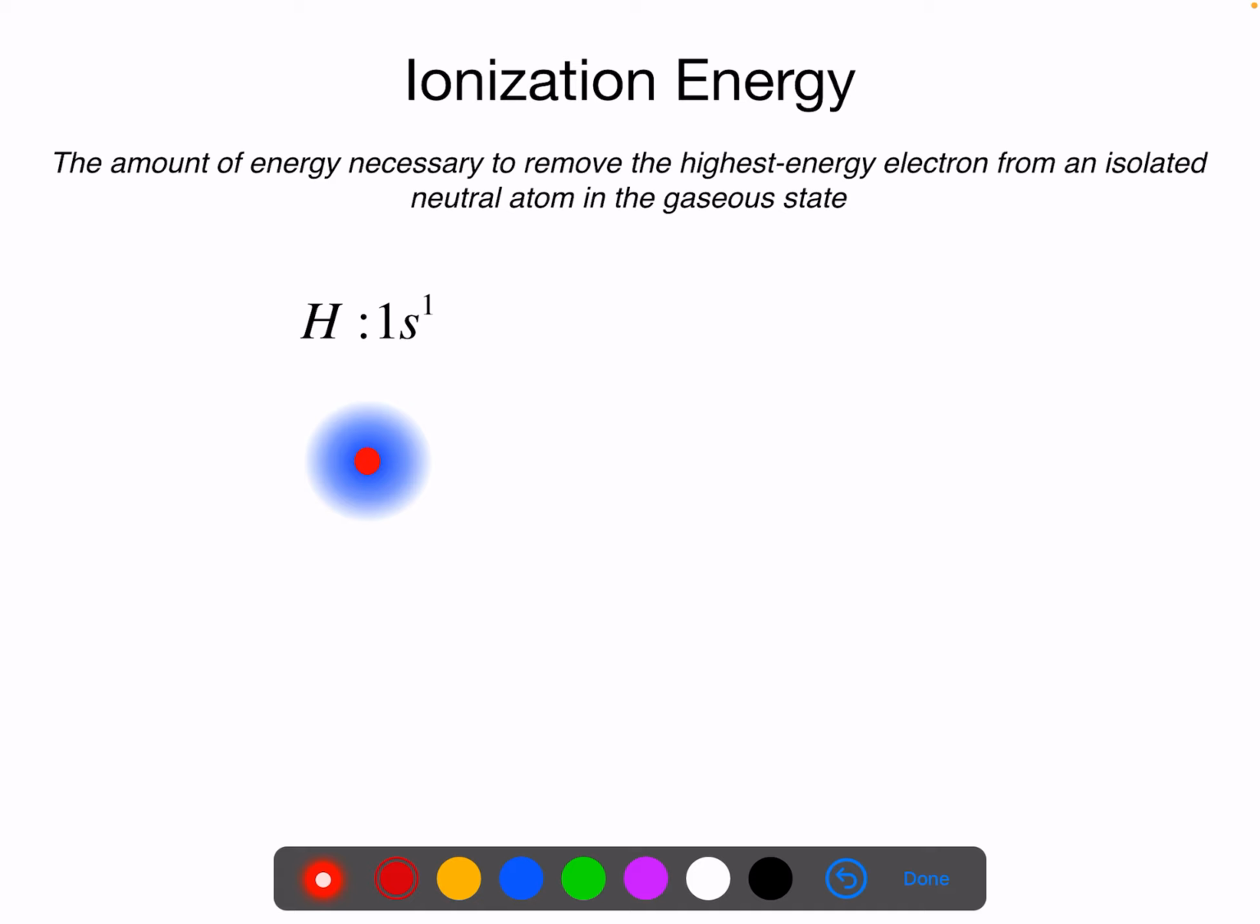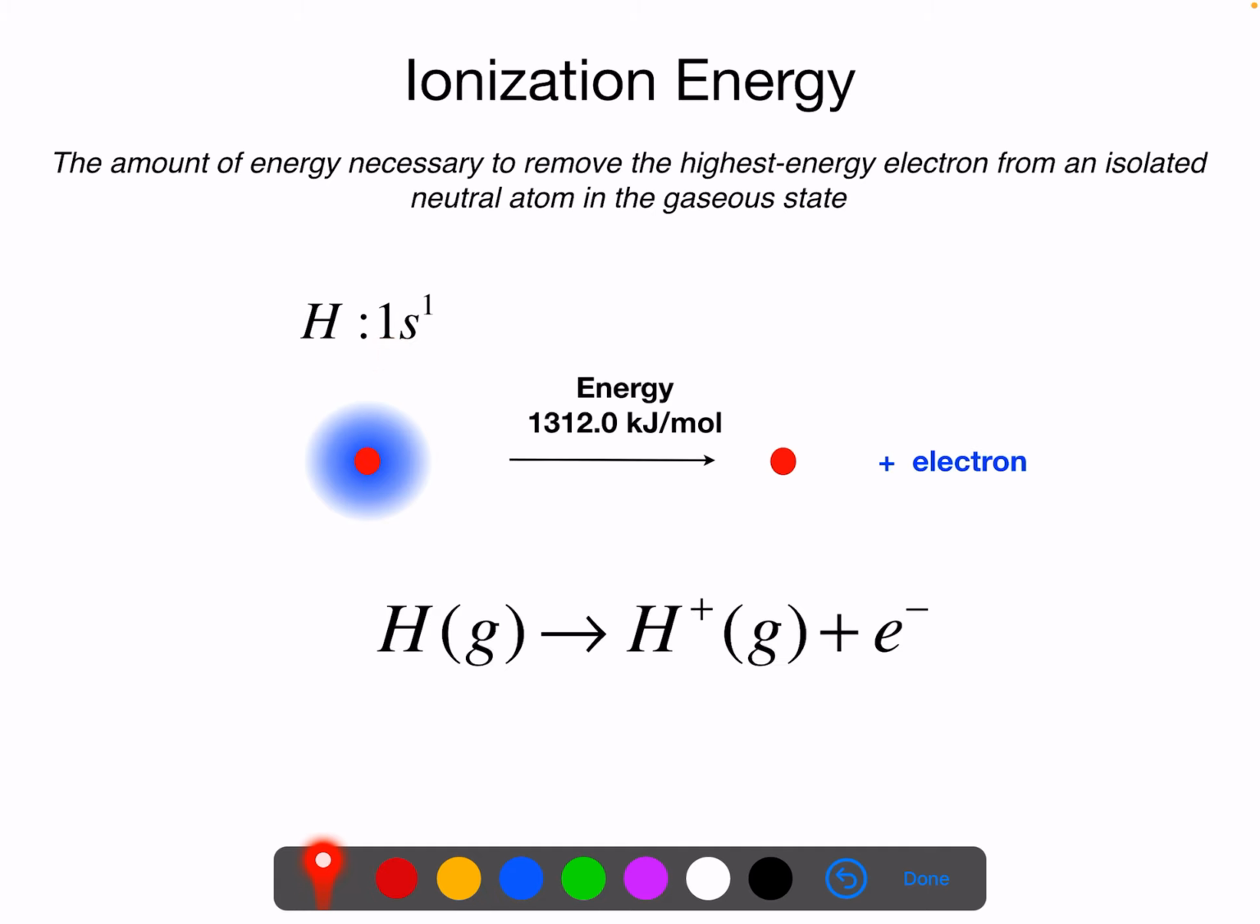So remember, an electron is held to a nucleus because the positive charge of the nucleus is attracting the negatively charged electron. So if we look at a hydrogen atom, for example, hydrogen has a single electron in the 1s orbital. And if we were to remove that electron, we end up with a nucleus and just a free electron. It turns out it takes about 1,312 kilojoules per mole of energy to remove that electron from the atom and form the H+ cation.